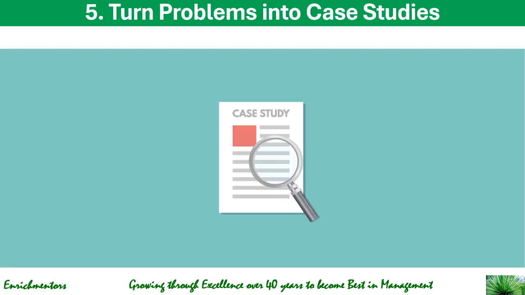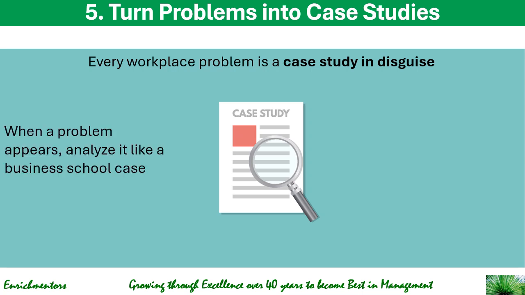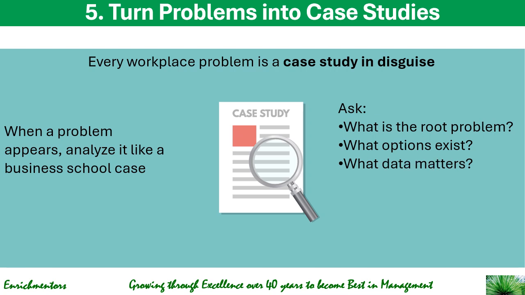The fifth thing you can do is to turn problems themselves into case studies. Every workplace problem is a case study in disguise, right? When a problem appears, analyze it like a business school case. To do that, ask what is the root problem, what options exist, what data matters, what decision criteria should be used. Like this, you turn the problem into a case study, and this will build business thinking skills.